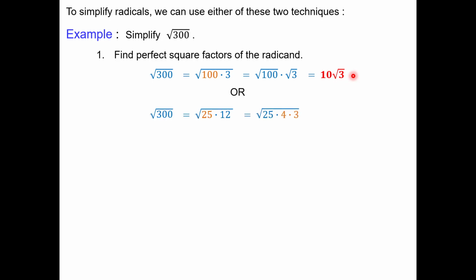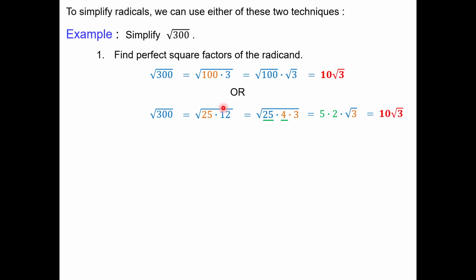The other option is maybe you didn't recognize that 100 was the biggest perfect square inside of 300. And maybe you initially thought, oh, 25 goes into 300. So 25 times 12. Well, this also works. 25 is a perfect square already. And then if you break down 12, 4 is a perfect square. So then 25 and 4, we know the square roots. And so square root of 25 is 5, times square root of 4, which is 2, times the square root of 3, which we leave. And that's the same answer.